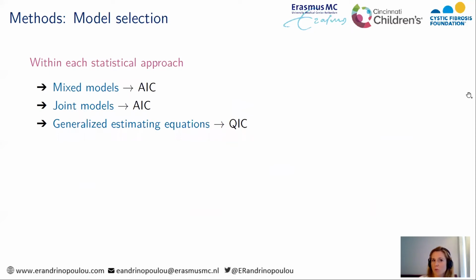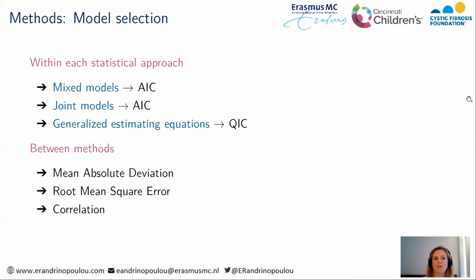The next question probably that you have is, how do we compare those models? So within each statistical approach, we can assume the following measures. In the mixed model, we can assume the Akaike information criteria, and the lower the value of this criteria is, the better the model is. In the joint model, we can assume the same Akaike information criteria, and for the generalized estimating equation, we need to assume the Cauchy information criteria.